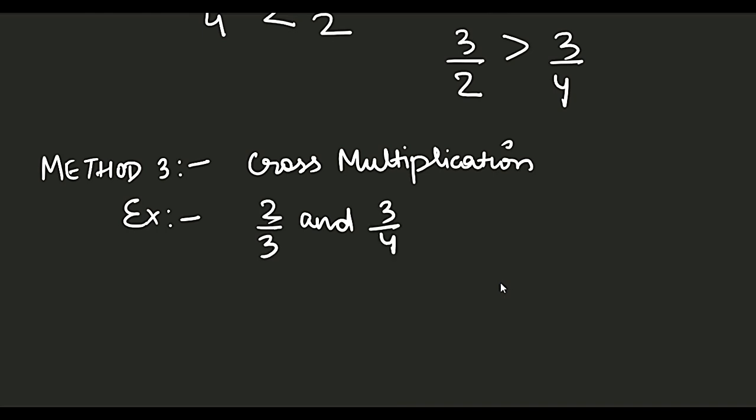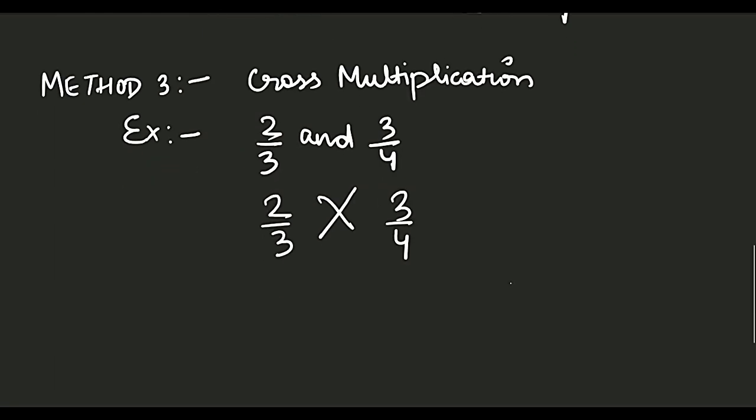When such fractions come across, we apply method number 3, which is cross multiplication, and as the name says, cross multiplication. How are you supposed to do the cross multiplication? We'll put a very big multiply sign in the middle of these two fractions, and since it says cross multiplication, we are multiplying crossly. So we'll take 2 multiply 4 and 3 multiply 3.